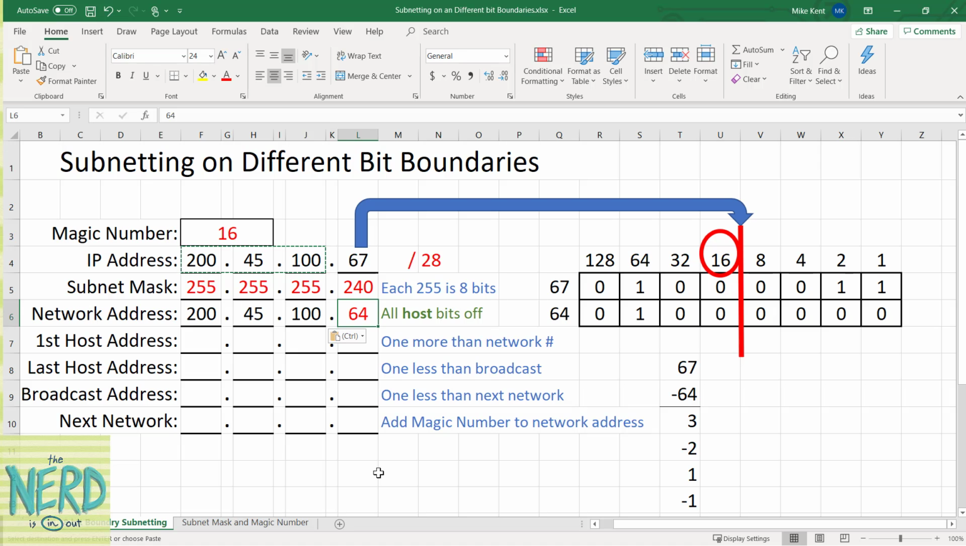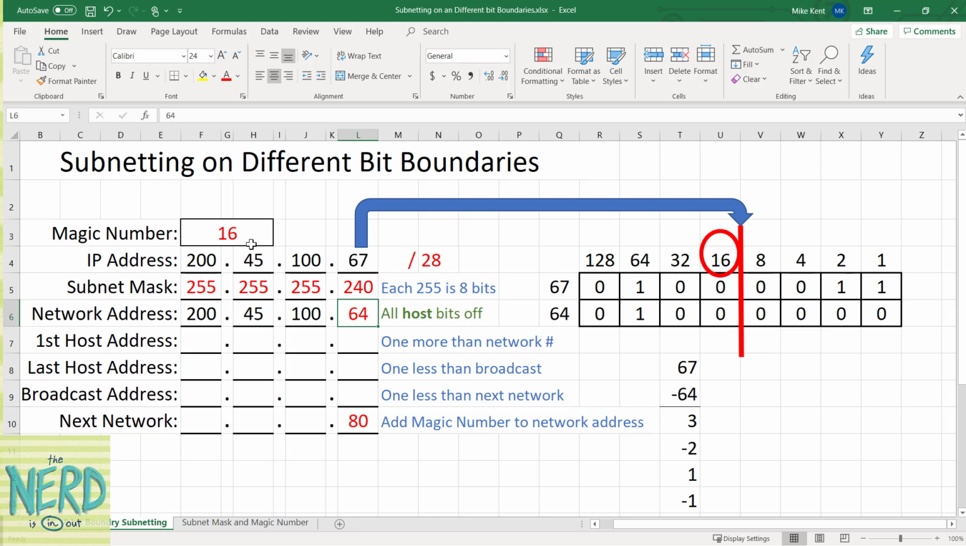All right. So now, here's the wonderful thing about the magic number method. Once you know what network you're on, the magic number tells you how wide your networks are. So this magic number says that each and every one of these networks with this subnet mask is 16 IP addresses wide. So all I got to do is take my current network plus the magic number. So that is 64 plus 16. My next network is .80.